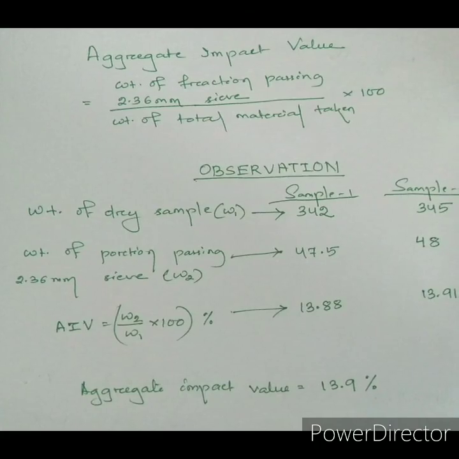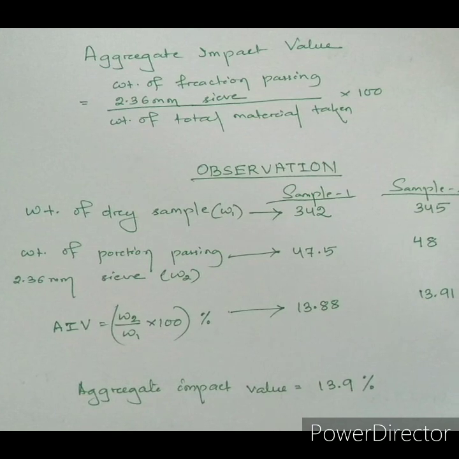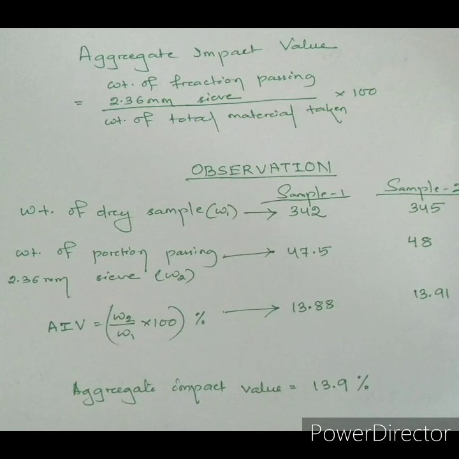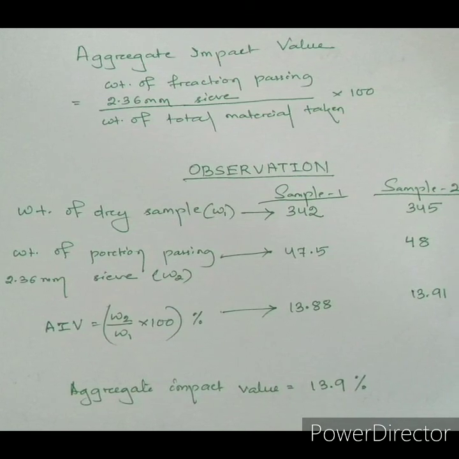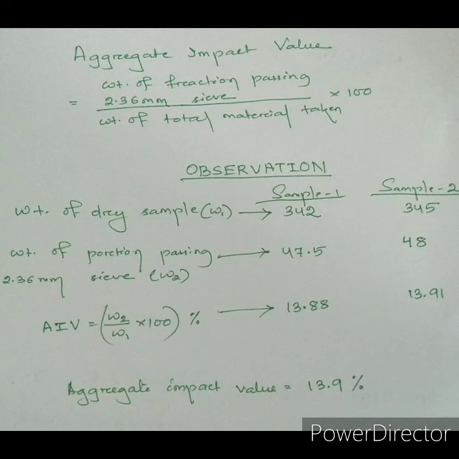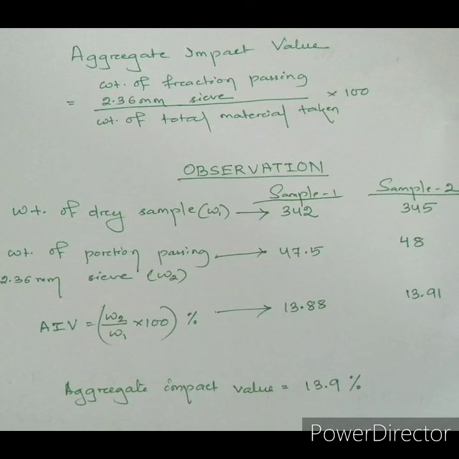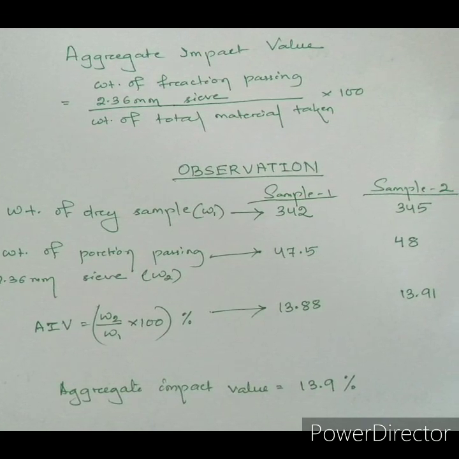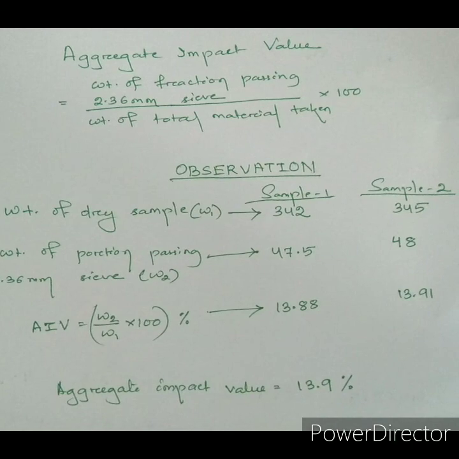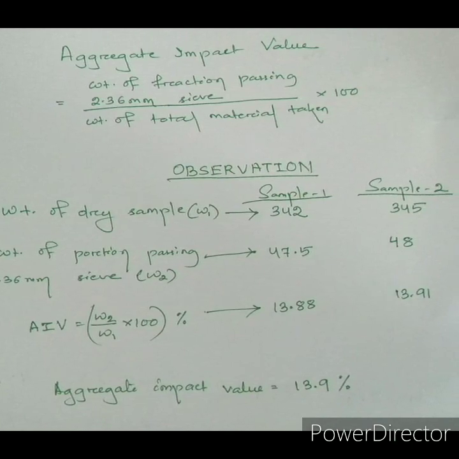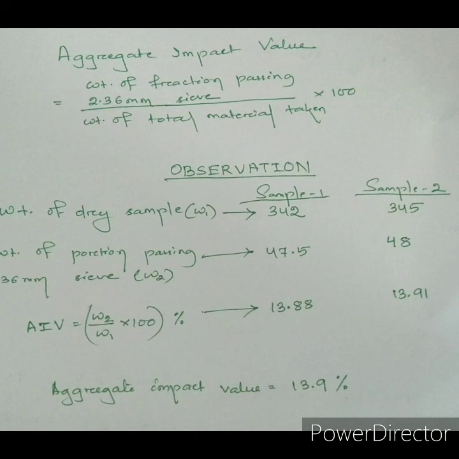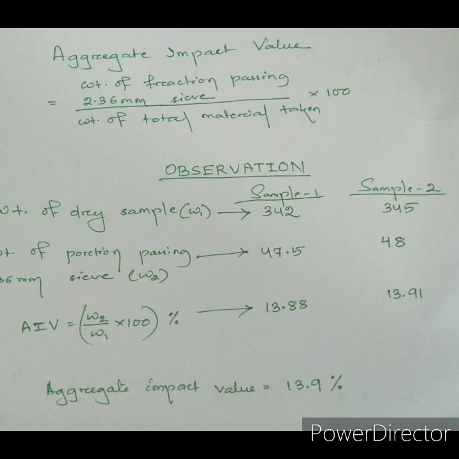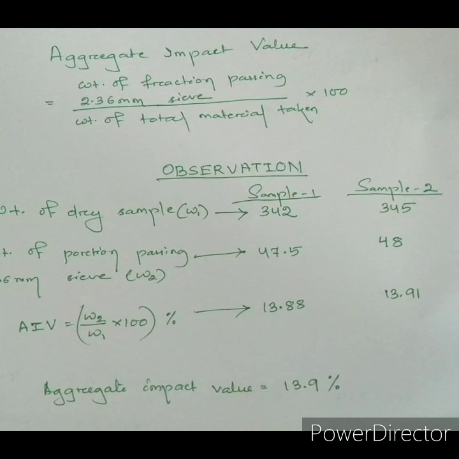The aggregate impact value is calculated by the formula weight of fraction passing 2.36 mm IS sieve divided by weight of total material taken into 100. For accuracy purpose, two numbers of samples were taken and their average value was calculated. All the values are recorded in the observation table where the weight of dry sample was calculated by subtracting the weight of cylindrical mold from total weight.